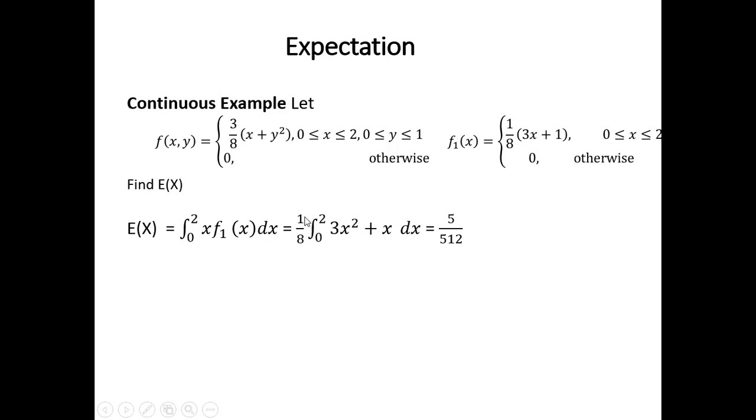So I get 1/8. Now I'm multiplying the marginal through by x. So I get 3x squared plus x. We could work this out, do the integral. We integrate this, we get x cubed plus x squared over 2. And we have to substitute from 0 to 2. And we end up with, I believe, 5 over 512. Okay.